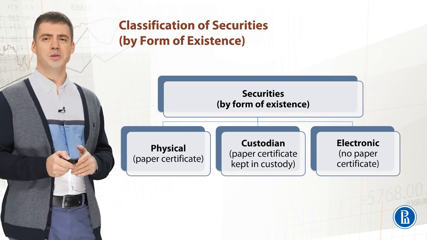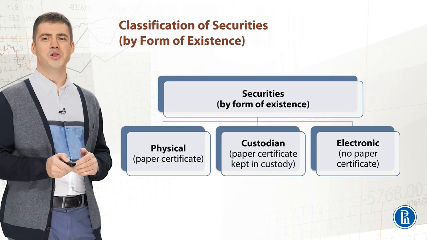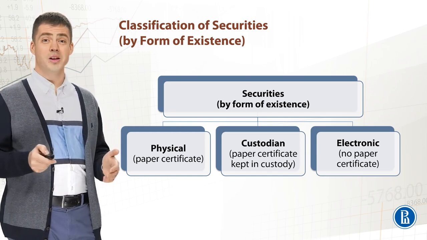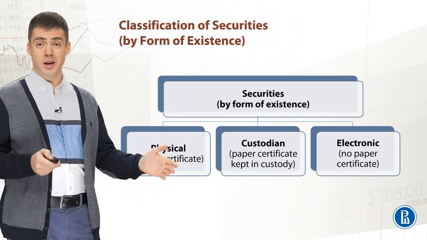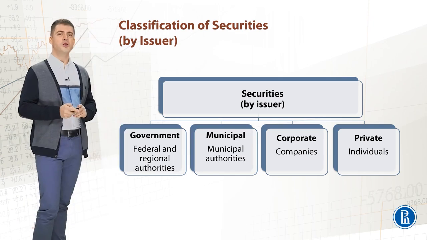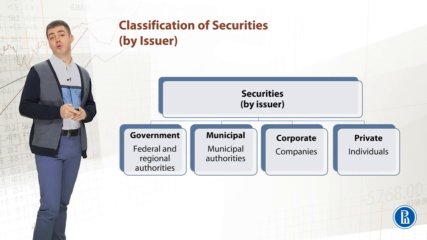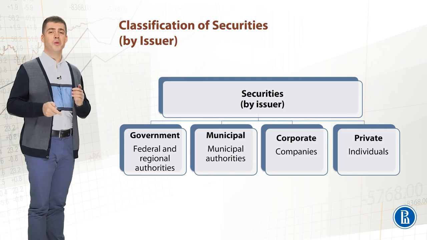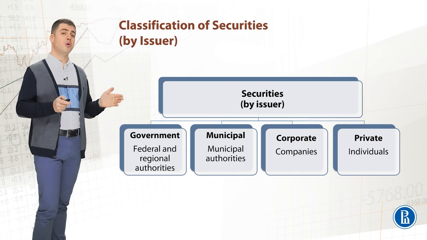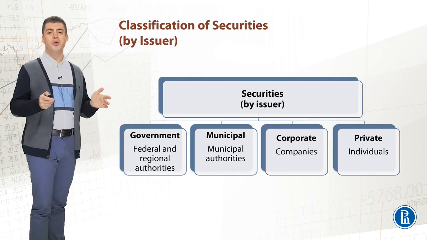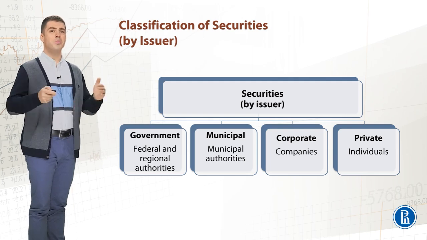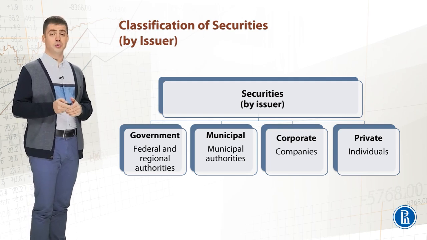However, in most markets, the trading of securities is organized in a way that does not need to exchange the paper certificates of securities. Depending on who issued the securities, we can distinguish between government, municipal, corporate, and even private securities. Thus, federal or regional authorities, municipal authorities, companies, or individuals are those who are obliged by issuing those securities.